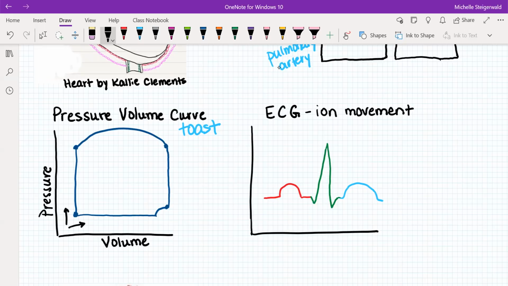So you know, since we're moving volume here, this has to have a valve open. Okay. And this, because it's so low pressure, this has to be the AV valve. There's no way you could open the pulmonary or the aortic valve here. So this is AV valve opens. And so that's going to be moving blood from the atrium into the ventricle. And this is called diastolic filling.